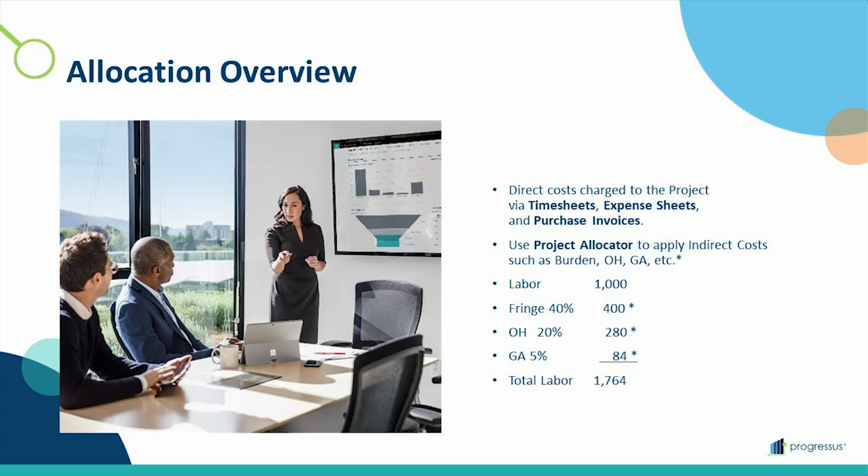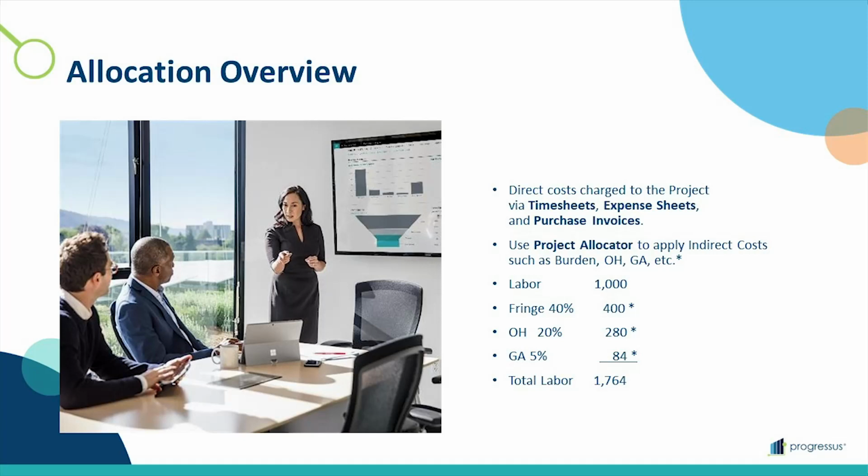To understand what the benefit is to the client, we've always had the ability to enter direct costs and charge them to a project through either timesheets, expense reports, purchase invoices, and so forth. Now we can use Project Allocator to apply indirect costs to those same costs. Typically these costs might be called burden or fringe related to labor, overhead, and general and administrative expenses.